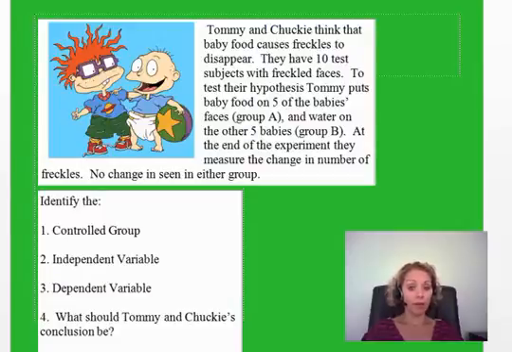What's the dependent variable? What are Tommy and Chucky trying to measure? Well, they're trying to measure if there's a change in the number of freckles. Because remember, their hypothesis was that baby food causes freckles to disappear. What should Tommy and Chucky's conclusion be? Well, we said that no change was seen in either group, so I think we can go back and reject their hypothesis. Baby food doesn't cause freckles to disappear, does it? No. All right, so that's a good example.